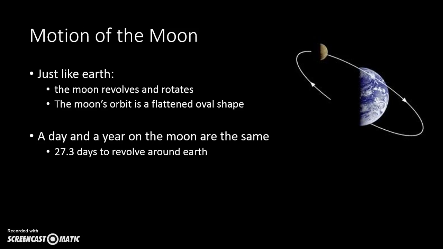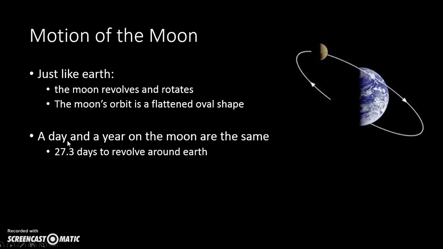And here we go with our first note. So the motion of the moon, it's just like Earth. It revolves and it rotates. And its orbit, just like Earth, is a flattened oval shape. However, if you look over here, you'll notice that it's tilted a little bit. That's going to be important later.